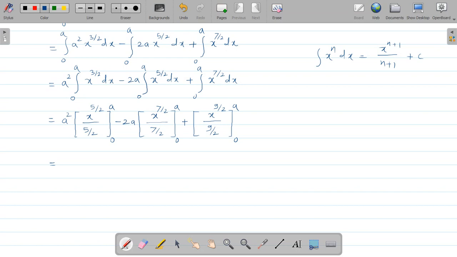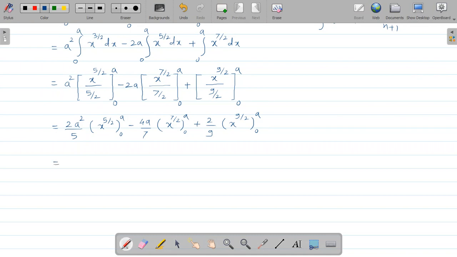Okay. Now see, this is 5/2. You can write it as 2a² upon 5. Okay. And in the bracket it will be x^(5/2), 0 to a. Now similarly here also this is 7/2. Multiply it with 2/7. So that's why it will be 4a upon 7 into x^(7/2), 0 to a, plus this is 2 upon 9 into x^(9/2), 0 to a. Now simplify this.